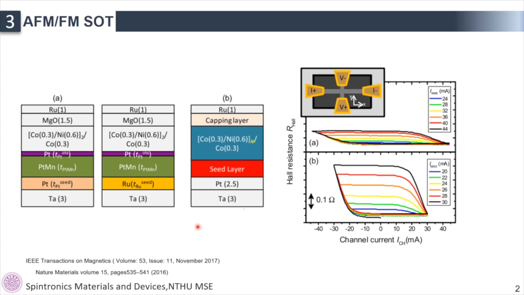As you can see, the hysteresis loop on the right hand side shows that the increase in the amount of current flowing into the AFM layer effectively reduces the required channel current needed to switch the magnetization of the cobalt nickel layer. Also, the increase in the amount of current flowing in the cobalt nickel layer allows higher switching amplitude of the Hall resistance.